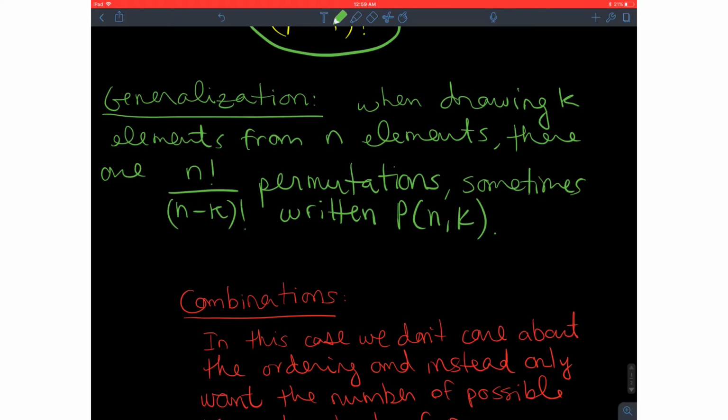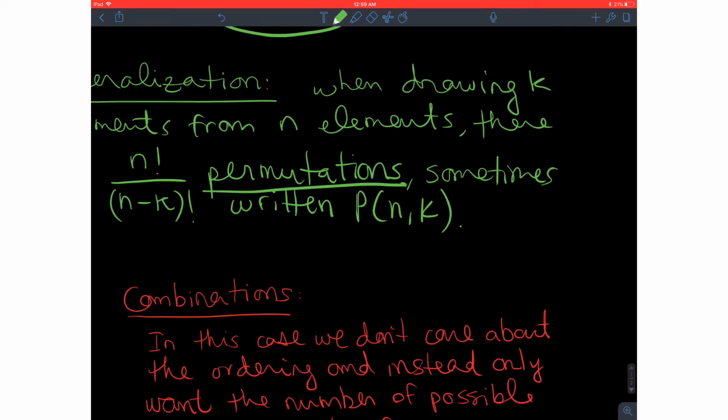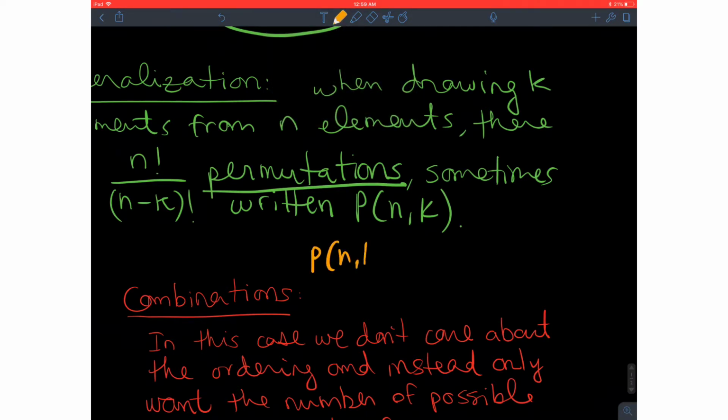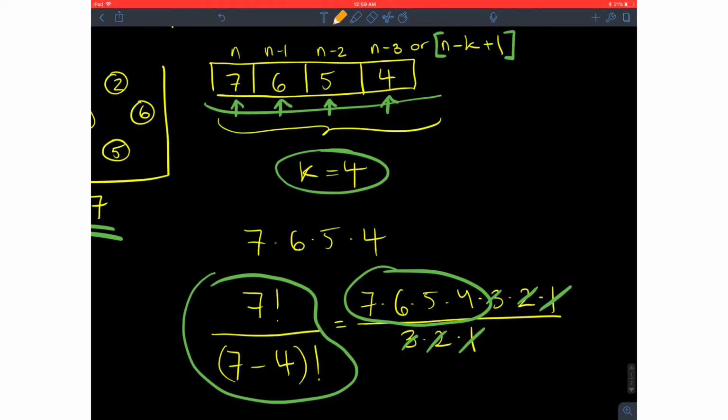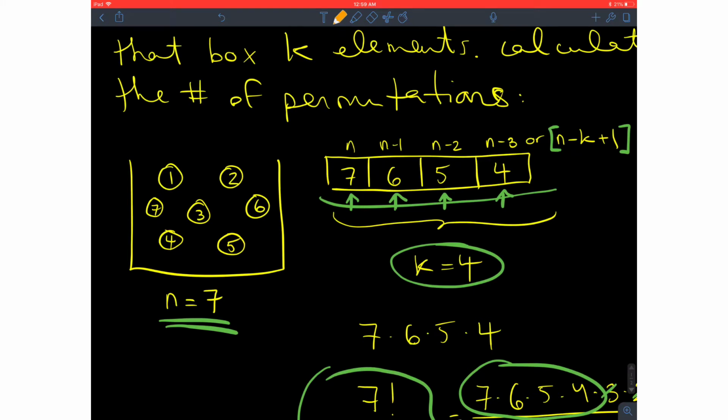Okay, so this generalizes to: when drawing k elements from n elements, there are n factorial divided by n minus k factorial permutations, and we sometimes denote that as P(n, k). So in this case, P(n, k) is equal to n factorial divided by n minus k factorial. And where this comes from is just this observation that the first one can be n, the second one can be n minus 1, the third can be n minus 2, and the fourth can be n minus k plus 1.